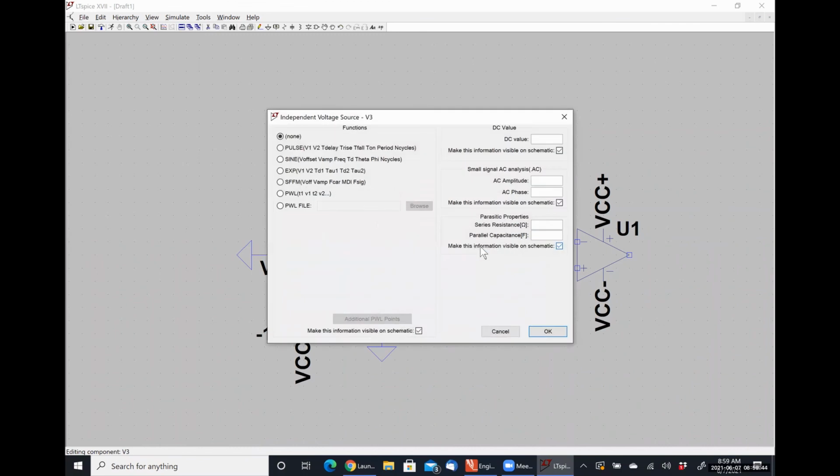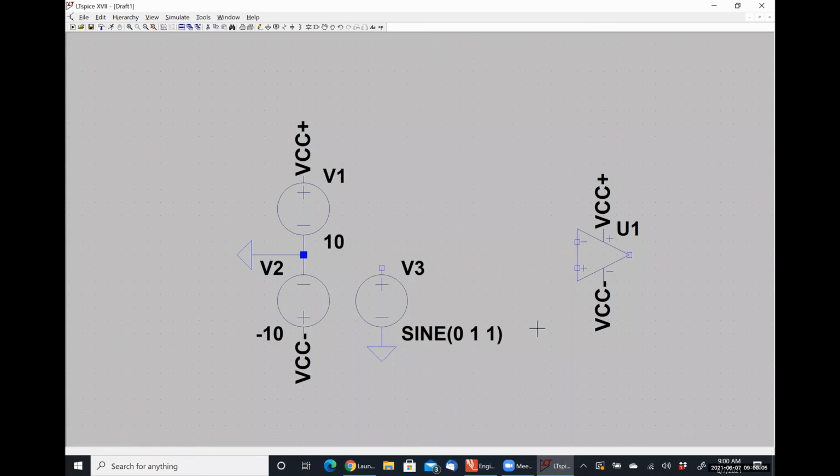So I'm going to go into the advanced settings, click on sinusoid, and I'm just going to give it an amplitude of 1 volt, a frequency of 1 hertz, and I don't need to fill out anything else. So every 1 second, this guy will go through 1 cycle.